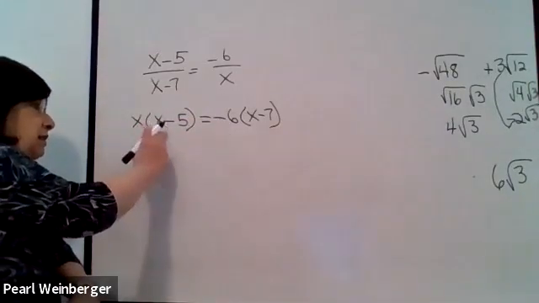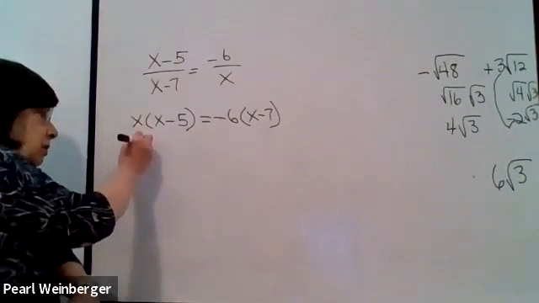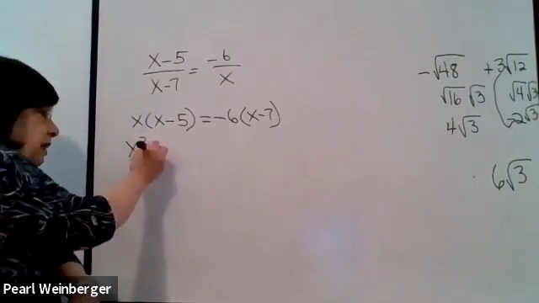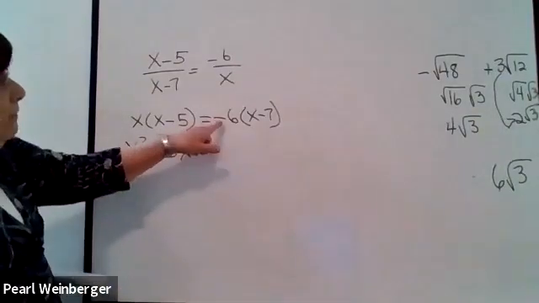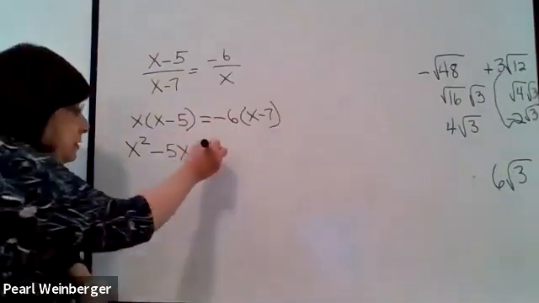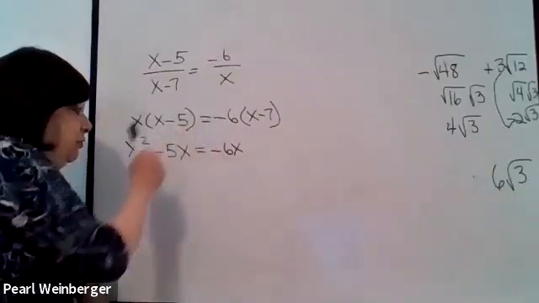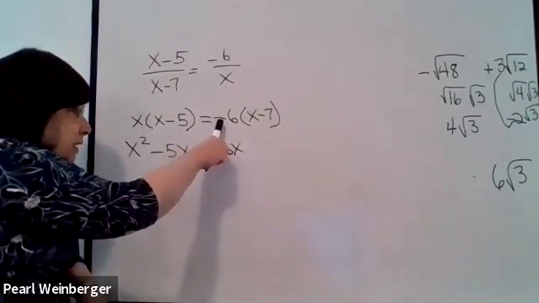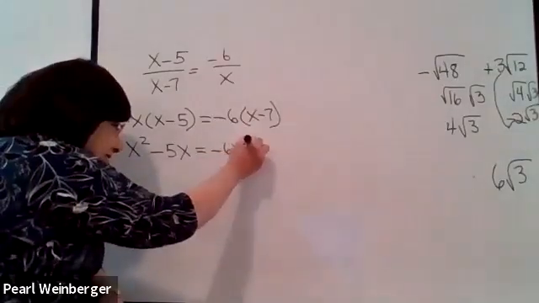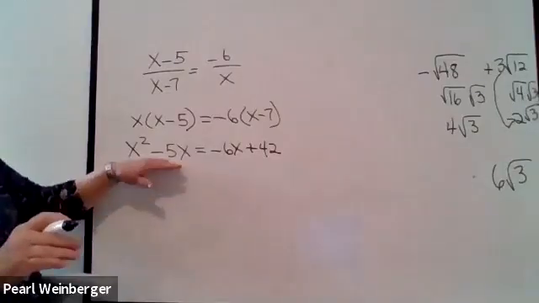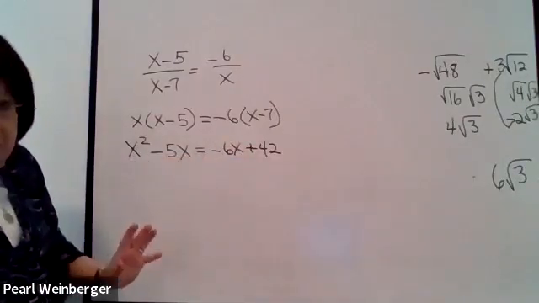So this becomes x times x, which is x squared, and x times negative 5, which is negative 5x. On the other side, I have negative 6 times x, which is negative 6x, minus 42 equals 0. Is it minus 40? What do I get when negative 6 times negative 7? You get positive 42. Is it equal to 0? No, I have this side equaling this side. I don't have it equal to 0 yet.